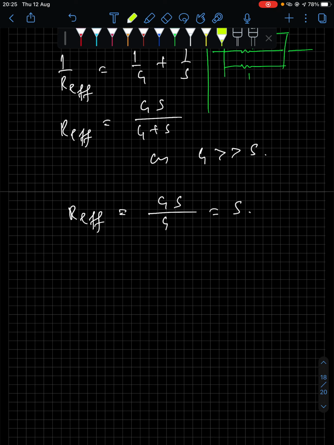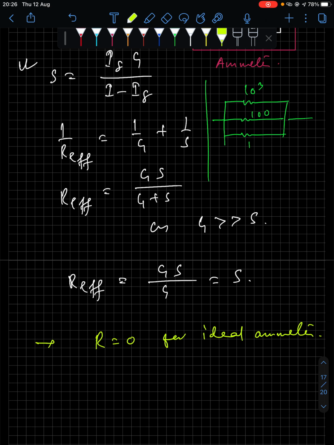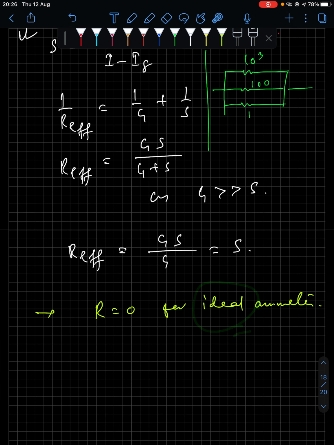So if this is understood, now what is the resistance of an ideal ammeter? Resistance of an ideal ammeter is 0. R should be 0 for an ideal ammeter. You cannot have a material where resistance is 0, and therefore this is ideal. Ideal is an impractical situation. This is a perfect situation. Next point is that an ammeter is always connected in series in the circuit. So that is the second point you need to remember.